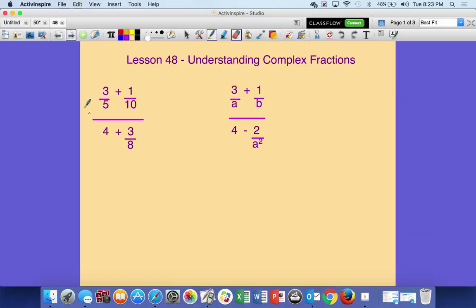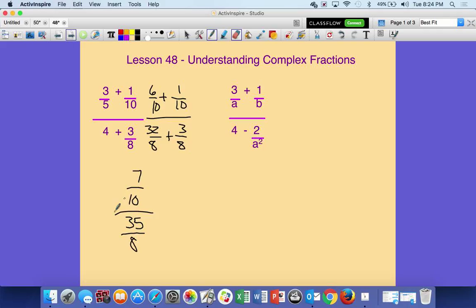So we need common denominators here. We need a common denominator of 10. The last one doesn't change. The first one we've got to multiply by 2, and that becomes 7 over 10. Our bottom one has a common denominator of 8, so we've got to multiply the first one by 8, so that's a 32. Then we've got 7/10 divided by 35 over 8.